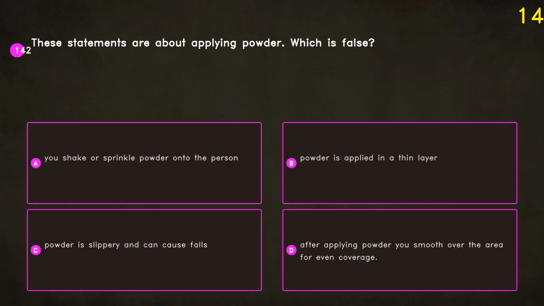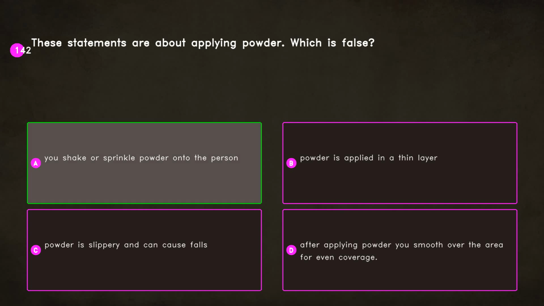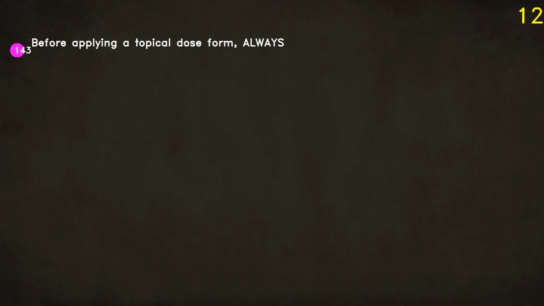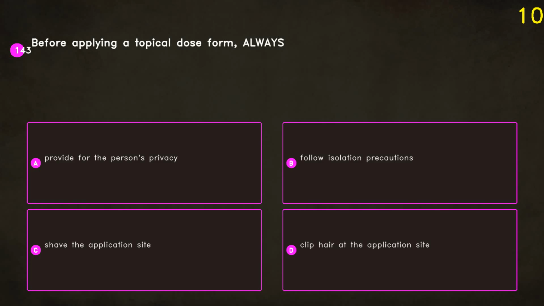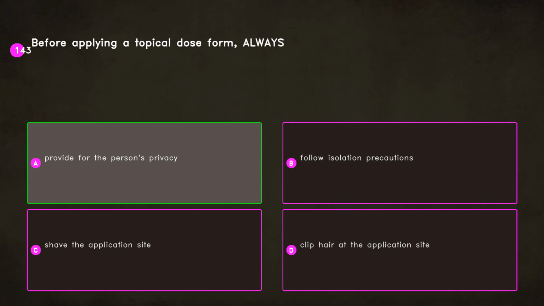Question 142. These statements are about applying powder. Which is false? A. You shake or sprinkle powder onto the person B. Powder is applied in a thin layer C. Powder is slippery and can cause falls D. After applying powder you smooth over the area for even coverage. The correct answer is you shake or sprinkle powder onto the person. Question 143. Before applying a topical dose form, always A. Provide for the person's privacy B. Follow isolation precautions C. Shave the application site D. Clip hair at the application site. The correct answer is provide for the person's privacy.